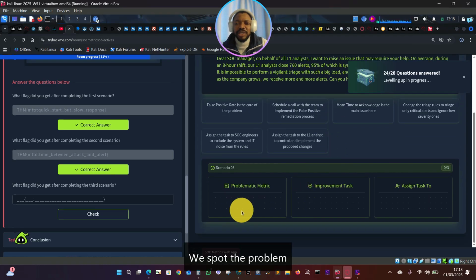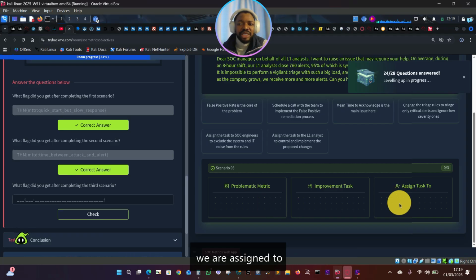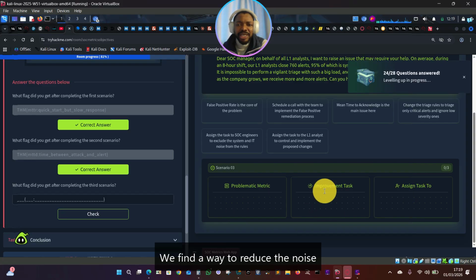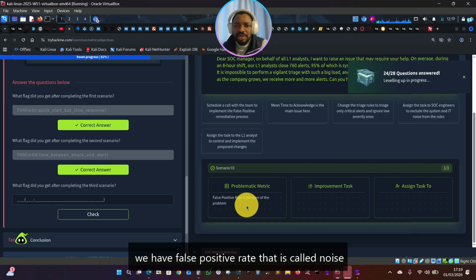We spot the problem, we look for improvement tasks, and we assign. Remember, when we are dealing with a SIEM or an alert tool, we assign to the SOC engineer. Now, what is the problem? We have too much noise. How do we solve this? We find a way to reduce the noise. For the problem, we have a false positive rate that is called noise.